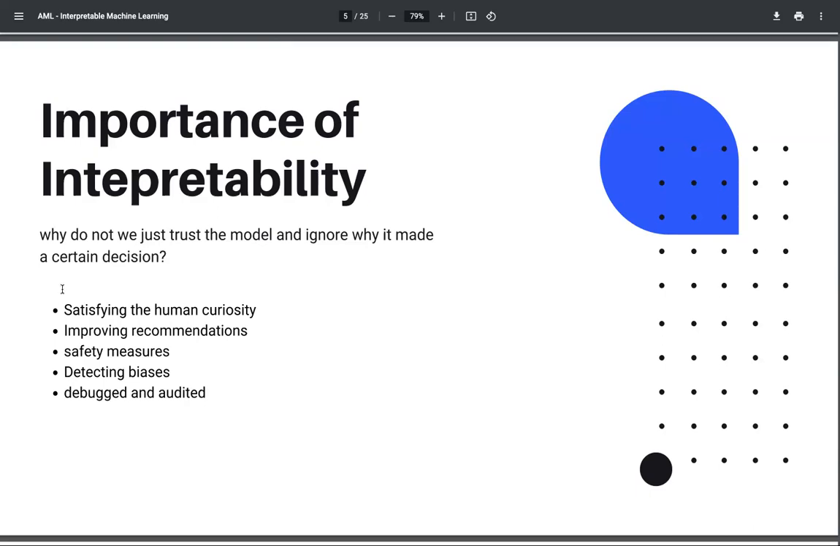Some of the reasons that you might have is simply satisfying human curiosity. People are pretty curious about many things. Well, this is not just curiosity, but let's say you are a doctor and you have a machine learning model that is looking at 3D scans of patients. And for some patients, the model has said, oh, this one has cancer for some reason. So it's very important for you to understand why the model said that this person has cancer, or has the potential of developing cancer cells, right? So this one is satisfying human curiosity.